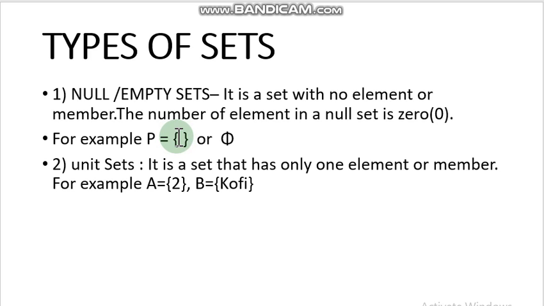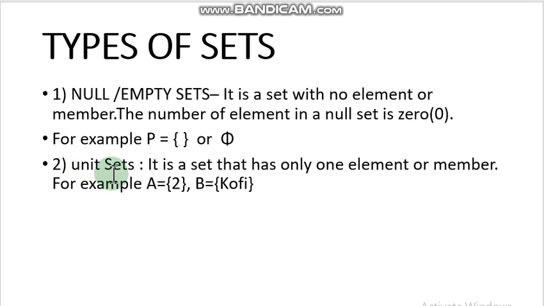The empty set. With the empty set, we put the curly brackets with no number or no element in it. So the moment you put 0 here, 0 becomes the element of this set. So we put no number here, nothing here within the curly brackets.